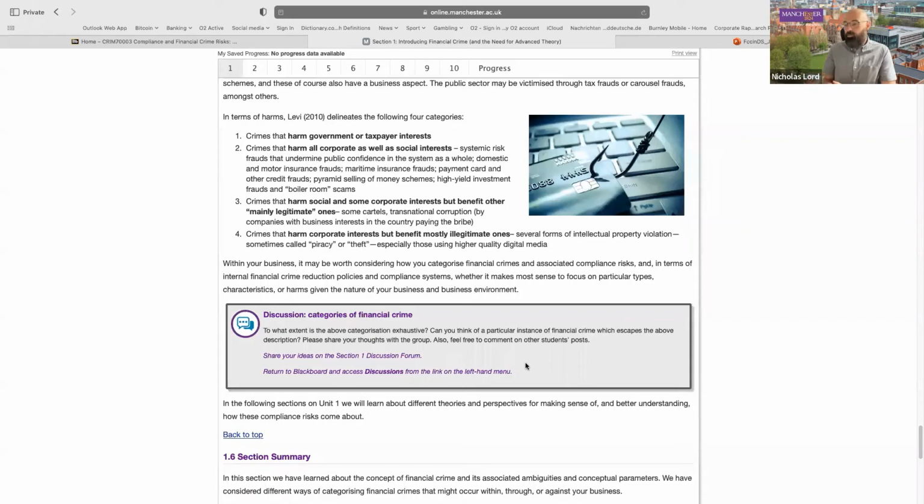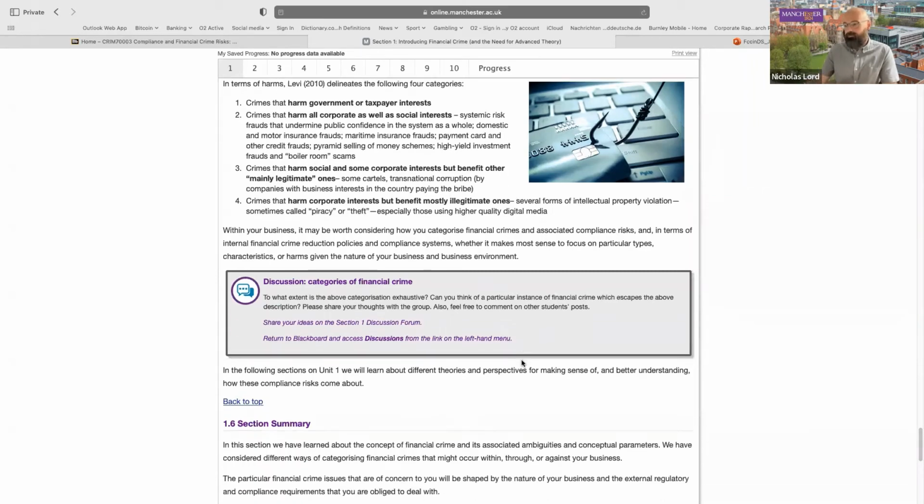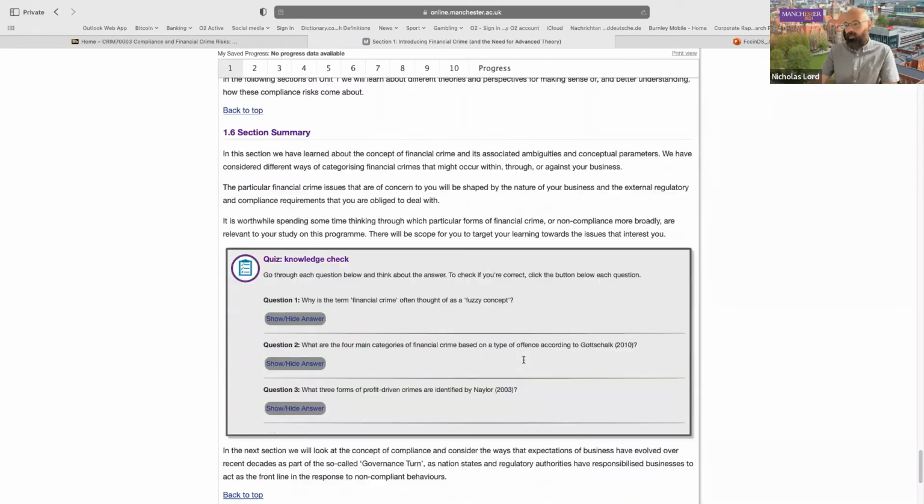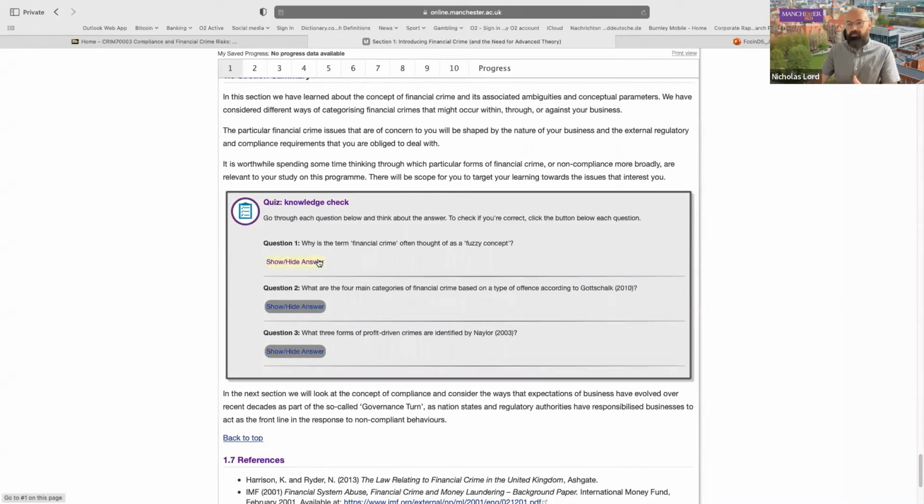So in this case, we look at categories of financial crime, thinking about whether a certain instance of financial crime that you may have encountered in your experience or workplace perhaps falls outside of some of the categorizations that we've provided you with on the course. And that in turn provides a starting point for a discussion with us as your course leaders, but also with your peers on the course as well. And as I mentioned, some interactive elements.